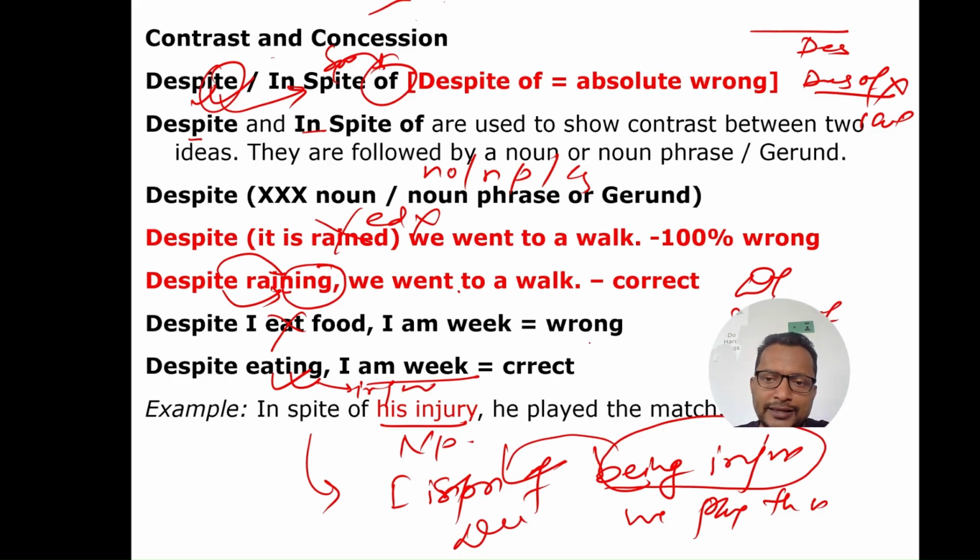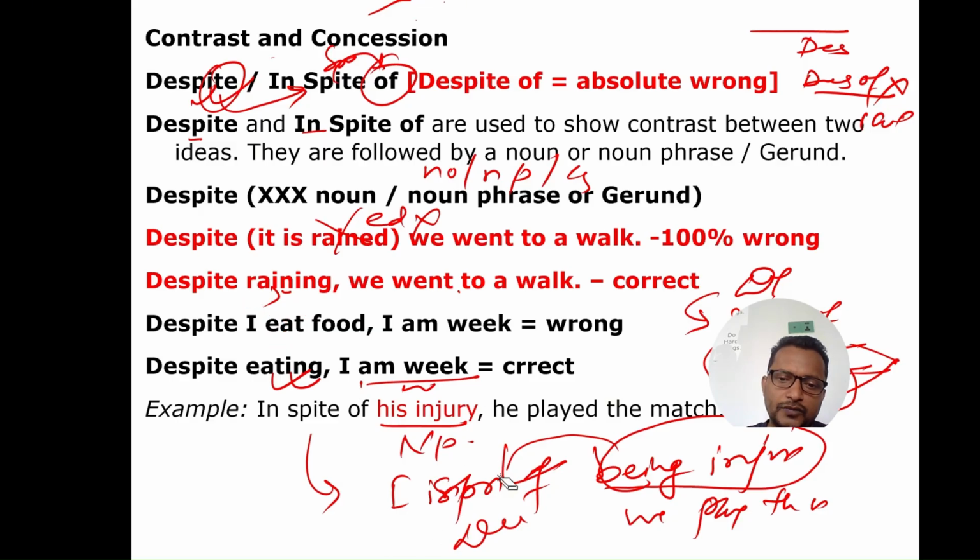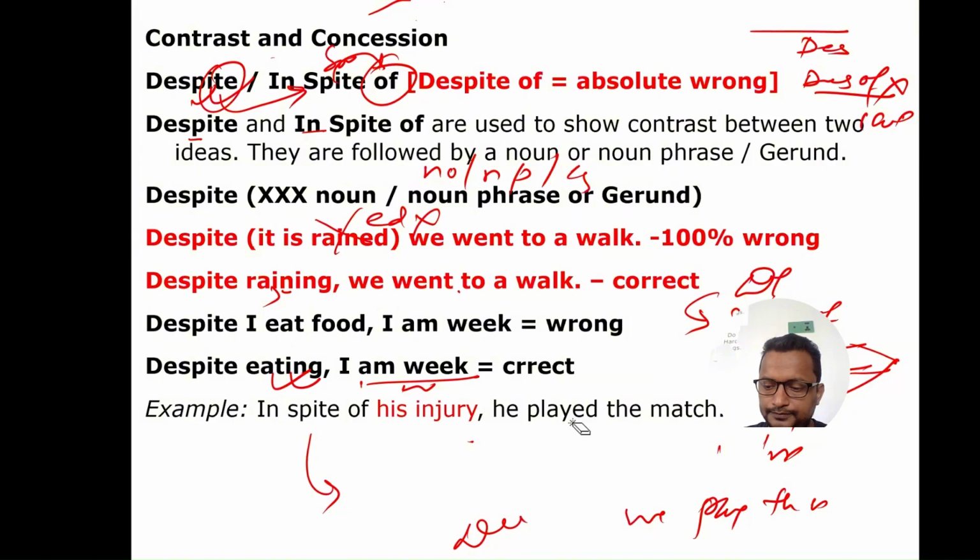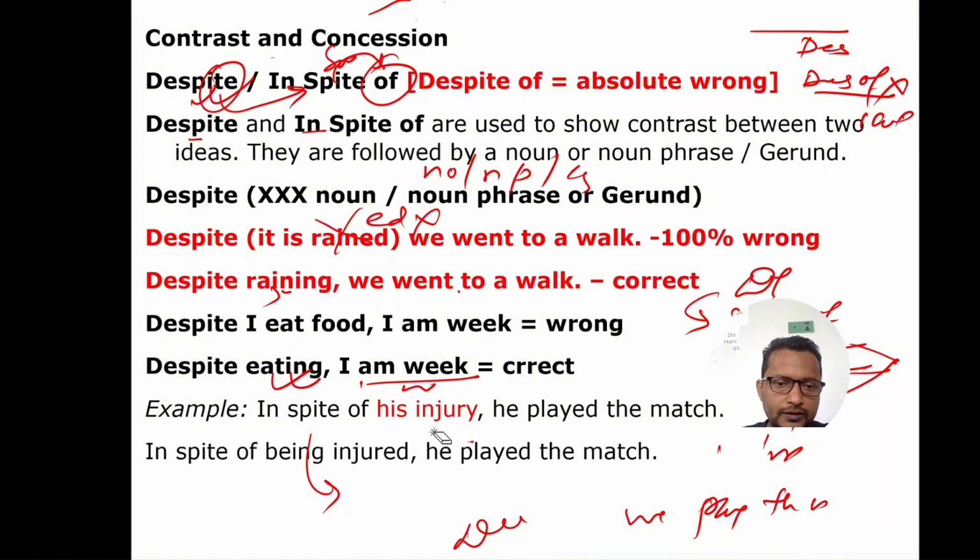After despite and in spite of, it should follow either a noun, a noun phrase, or a gerund. So after despite and in spite of, only this possibility will come. If there is a verb or an ed form of verb, then you cannot use despite or in spite of. That is the only thing, guys. Okay, so let's quickly go to the examples.